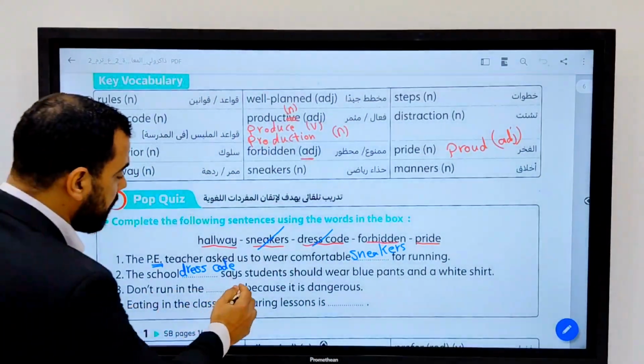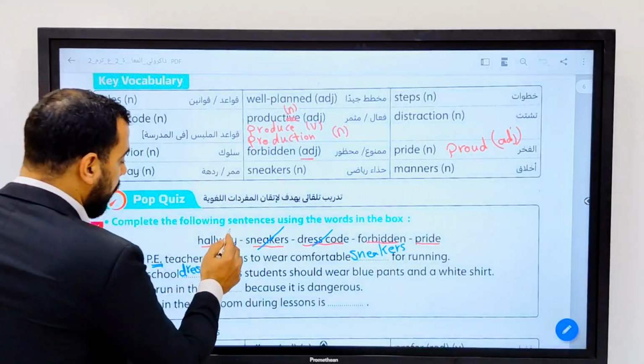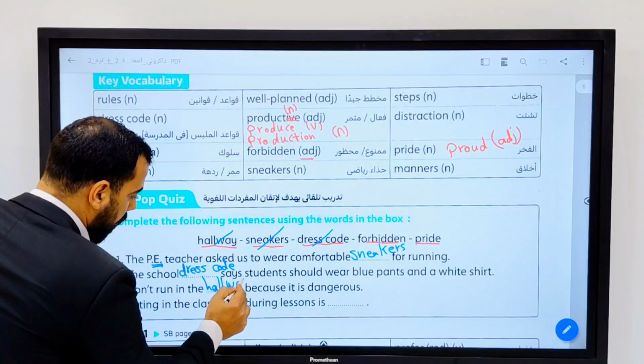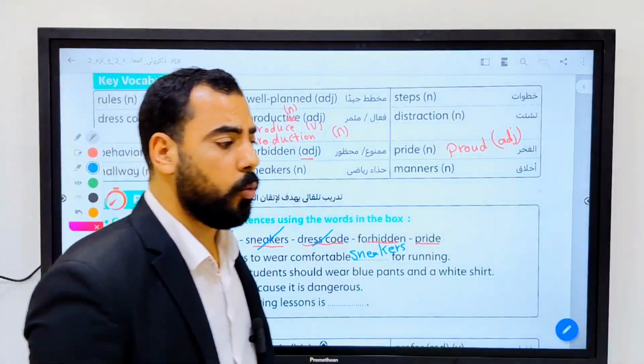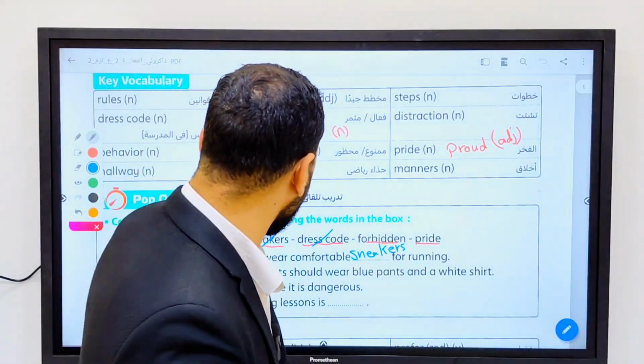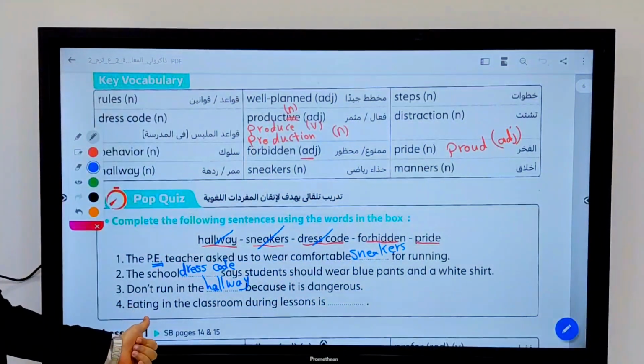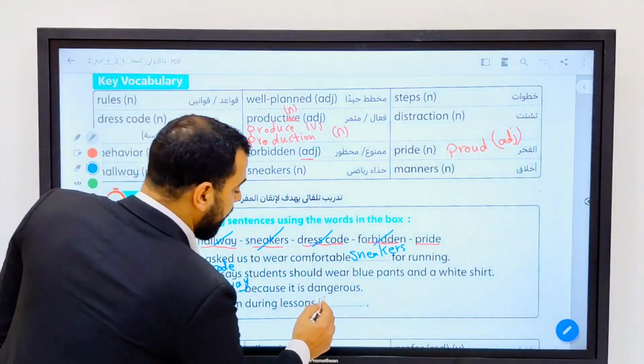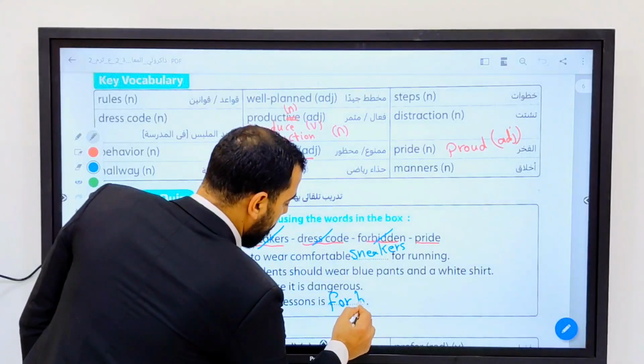Don't run in the hallway. It's dangerous to run in the hallway because there could be a lot of students and teachers. Eating in the classroom during the lesson is forbidden. You can't do that.